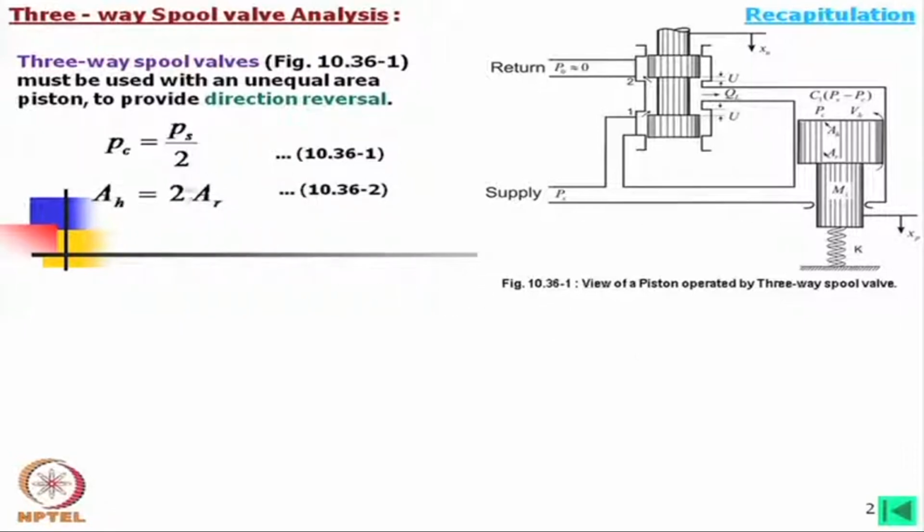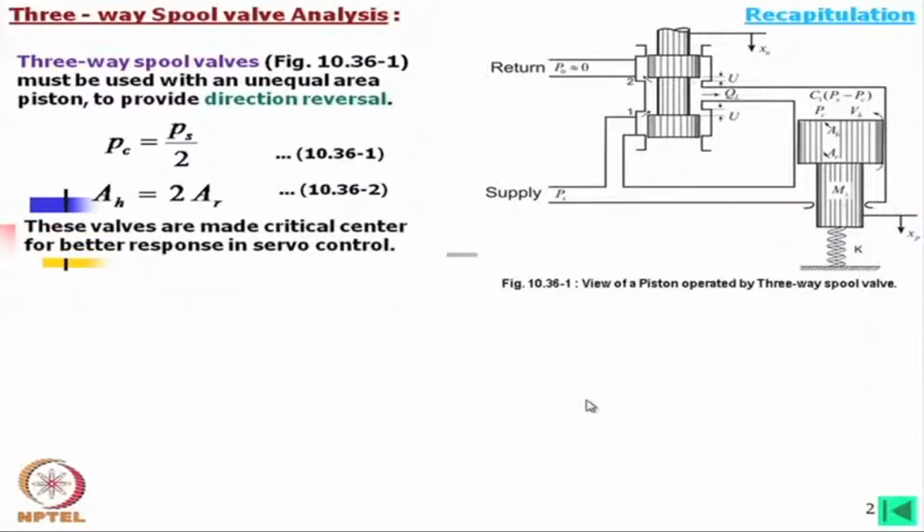Now, for this pressure ratio, which is perhaps the best for the control of such a three-way valve and unequal pistons, the area ratio is also half. In other words, the area of the piston head divided by the area of the ring side is equal to 2.